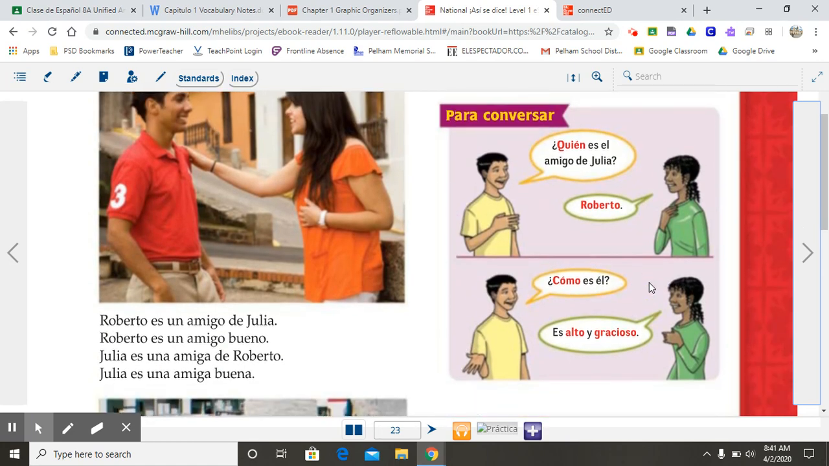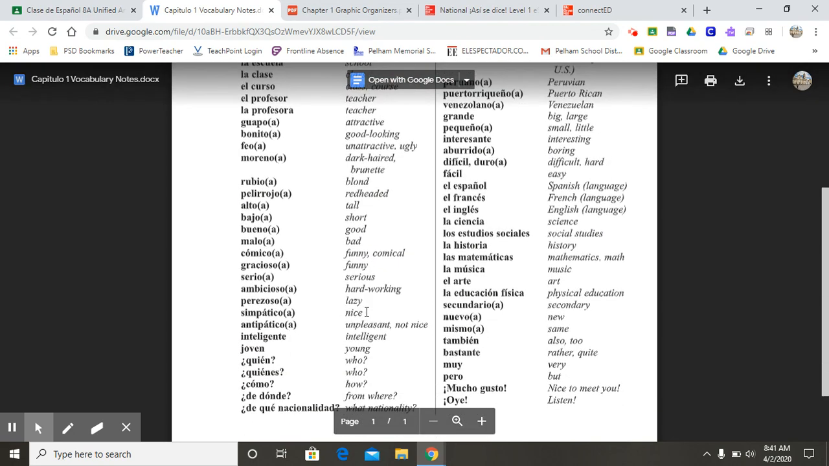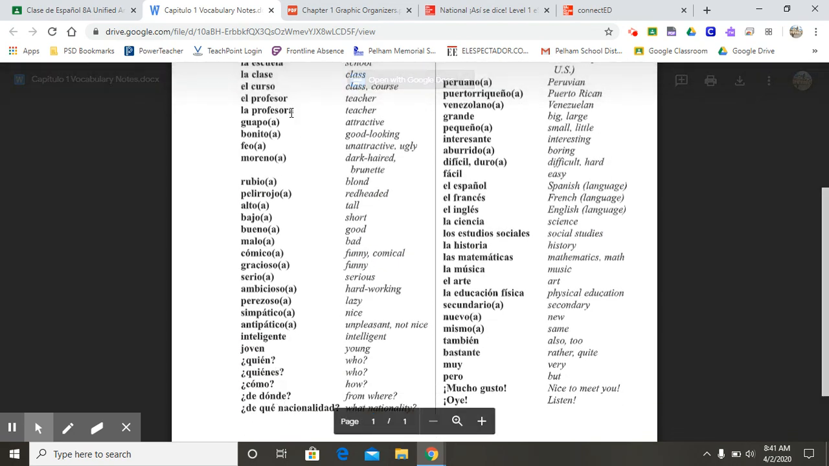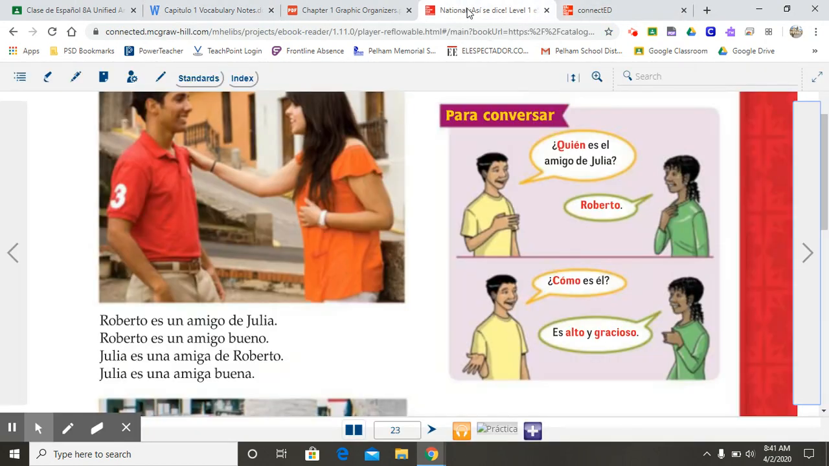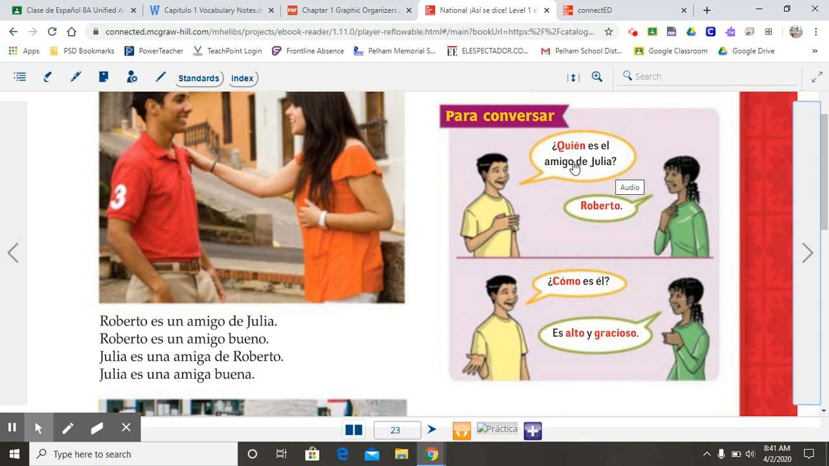The conversation piece. This is what I like you to do, especially this part right here. Ready? So I'm going to go through it. It says, ¿Quién es el amigo de Julia? ¿Quién means who? You will see it here in this vocabulary thing. All right? See the question words right there? So, ¿quién es who? ¿Quién es el amigo de Julia? Obviously, it's Roberto because she doesn't have any other friends, right? As far as we know. So, Roberto is her friend. ¿Quién es el amigo de Julia?